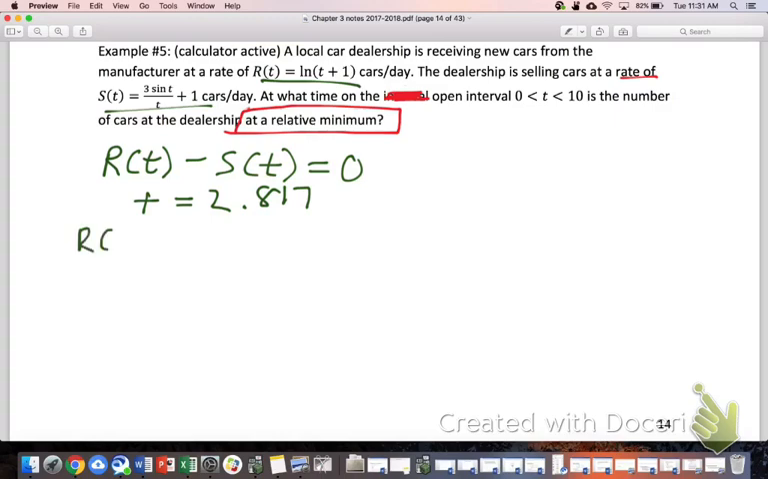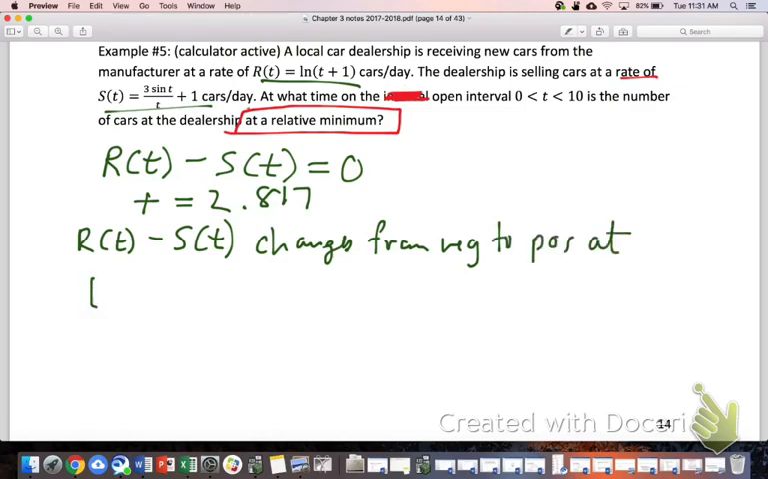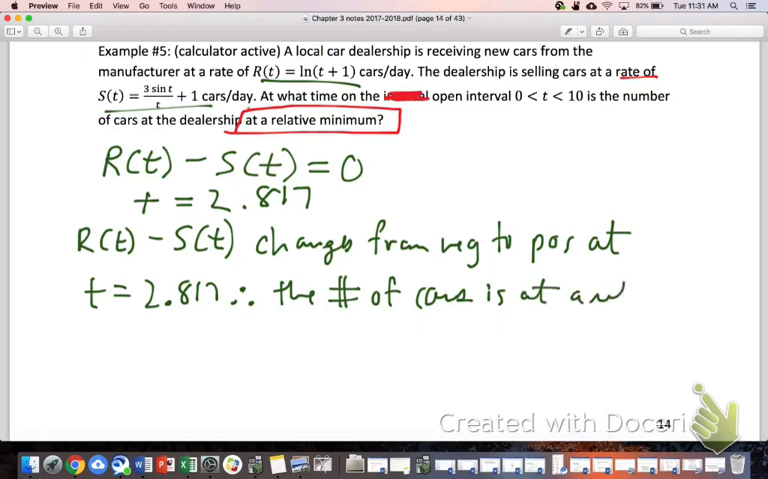R of t minus s of t. We already know that it equals 0 at that 2.817. We've already proven that, but we would say r of t minus s of t changes from negative to positive at t equals 2.817. Therefore, the number of cars is at a relative min at t equals 2.817, and it is hours, I guess. We could put that in there.